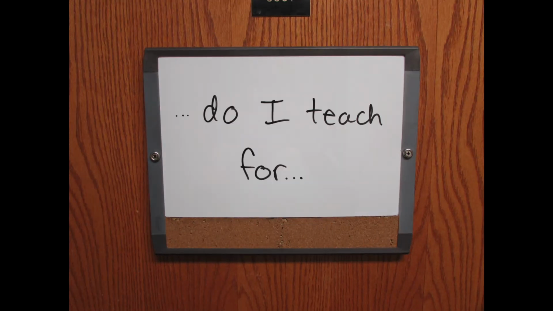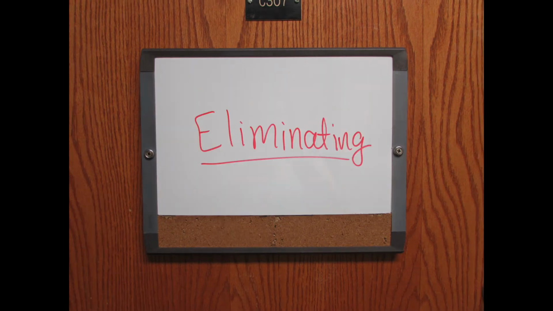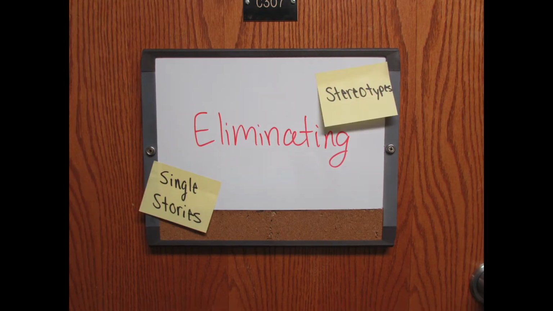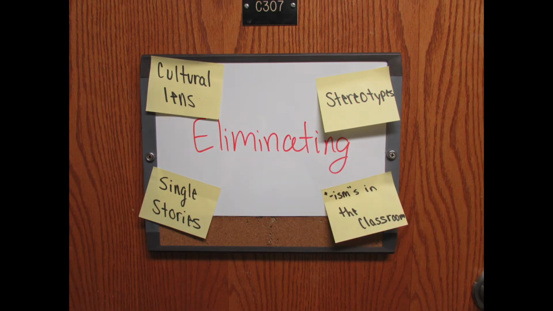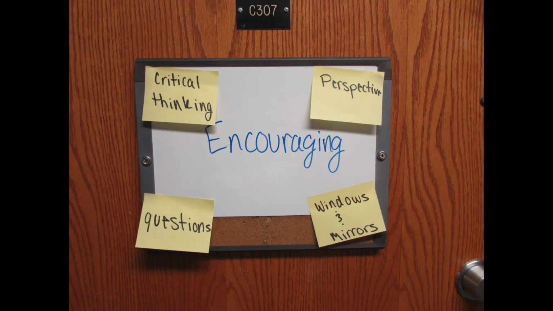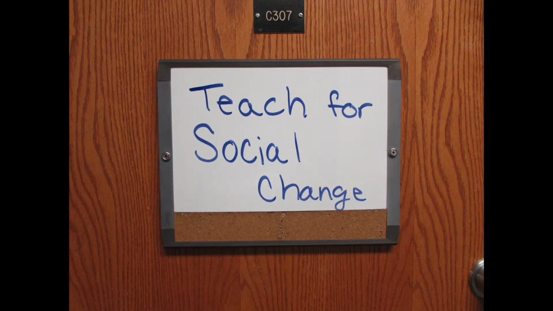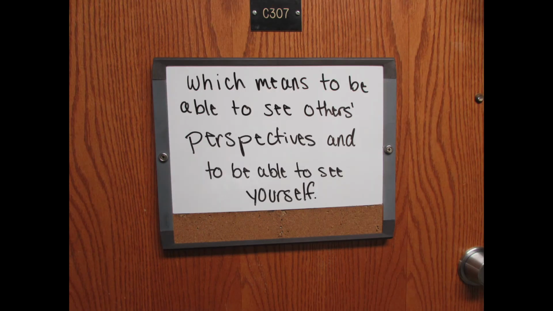So, how do I teach for social justice? First, teaching for social justice means eliminating single stories, stereotypes, cultural lens, and isms in the classroom. Encouraging perspective, questions, critical thinking, and windows and mirrors. To teach for social change by encouraging kids to have both windows and mirrors, which means to be able to see others' perspectives and to be able to see yourself.